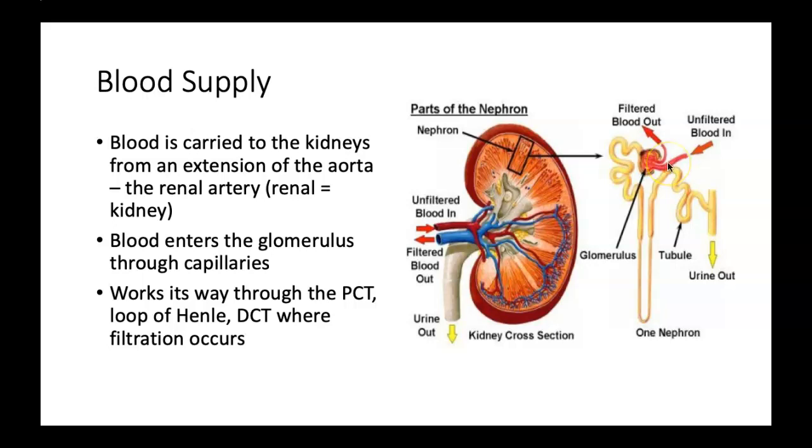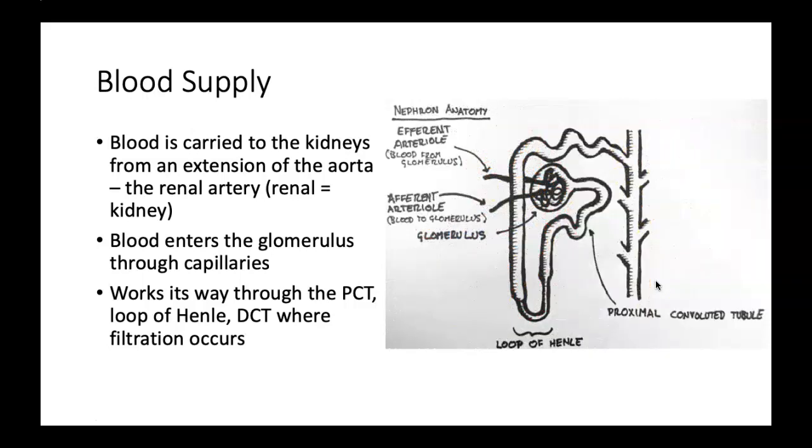So looking at this, we have our parts of the nephron. We've got our glomerulus where the blood comes in. We have our proximal convoluted tubule. We have our loop of Henle. And then we have our distal convoluted tubule. Those are some key components of the nephron that are important to get to know. And it's through the proximal convoluted tubule and the distal convoluted tubule where a lot of the filtration of the blood is occurring.